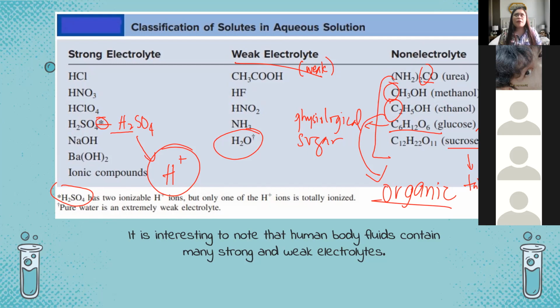So again, most of our non-electrolytes are organic substances. They contain carbon in their formula or in their structure. So the human body actually contains a lot of strong and weak electrolytes. So aside from the non-electrolytes na makikita natin inside, marami din tayong strong and weak electrolytes. So definitely our body will conduct electricity. Magkakondak talaga ng electricity kasi marami tayong electrolytes inside.